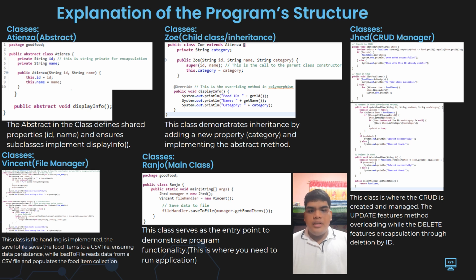Moving on to the Jhed class, this class is where the CRUD is created and managed. The update features method overloading, while the delete features encapsulation through deletion by ID. Second to last would be the Vincent class. This class is where file handling is implemented. The save to file saves the food items to a CSV file, ensuring data persistence, while the load from file reads data from a CSV file and populates the food item collection.